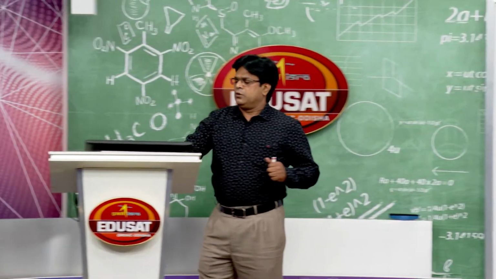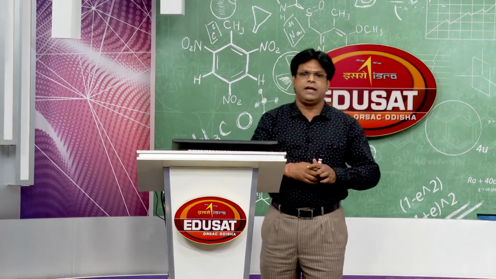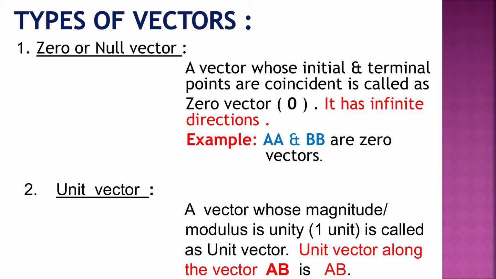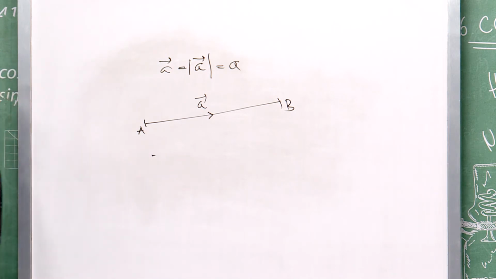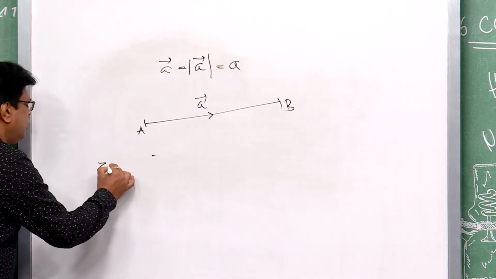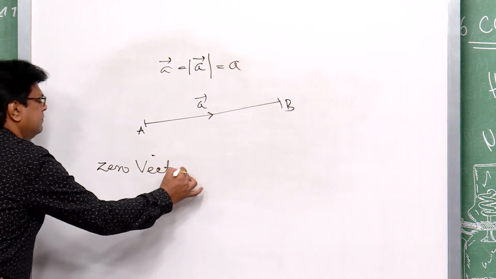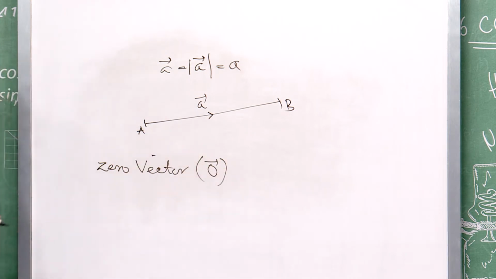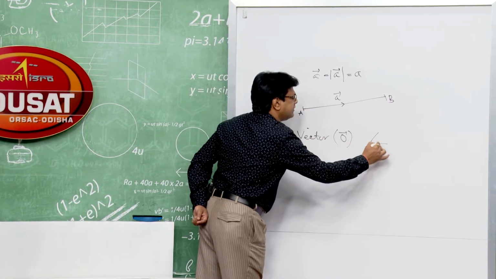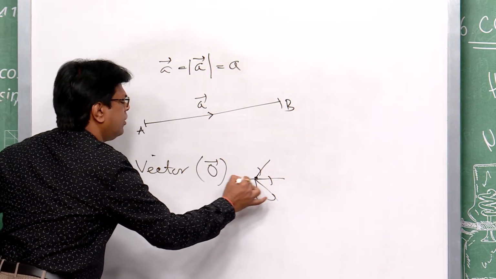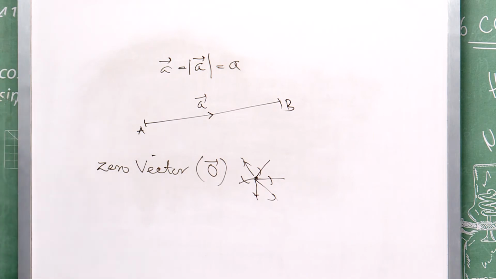Then we take the different types of vectors. First is the zero vector or null vector: a vector whose initial and terminal points are coincident. Suppose a vector starts from this place and ends at the same place. The initial point and final point are the same point, and that is called a zero vector. The zero vector has infinite direction, and it is also parallel to any vector.